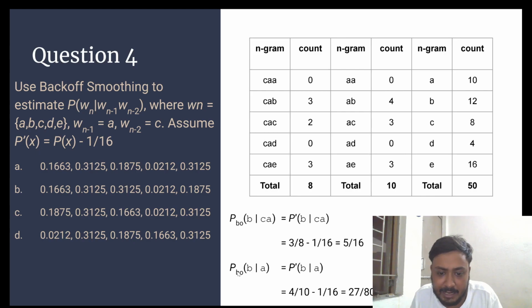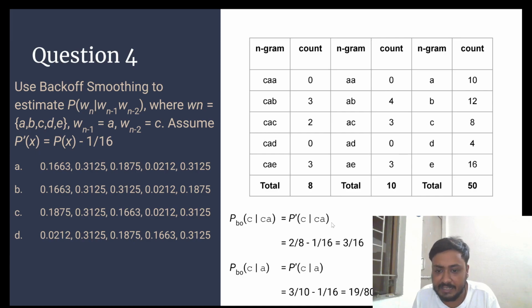And similarly, back off of b given a, that is 4 by 10 minus 1 by 16. Now, as I said, I am repeating once again. For the problem, you have been asked to find out the probability back off of A given CA, B given C, and so on. So why am I writing the bigram ones also? Because they will be needed to solve the equations. That is why I am just writing over here. Alright.